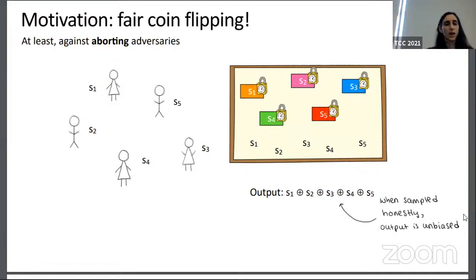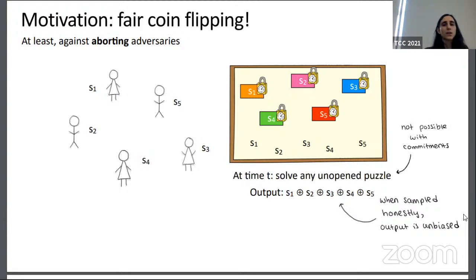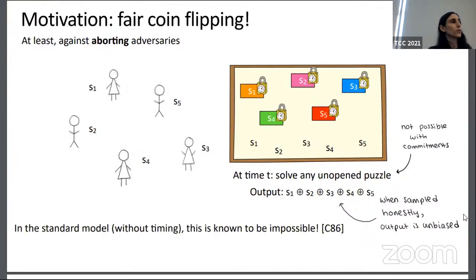And when everyone is honest, this is going to be unbiased, right? Because we're just taking the XOR of uniformly random and independent bits. But actually this gives something more, which is that even an adversary who tries to abort early or doesn't open its puzzle won't impact the output. In particular, at the end of the protocol, this is timed, so we can just solve any unopened puzzle. So refusing to open doesn't bias the output. And in general, without these timing assumptions, this is actually not possible to achieve. So this is a great starting point: fairness against aborting adversaries.